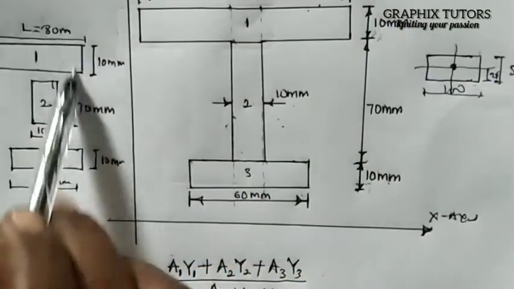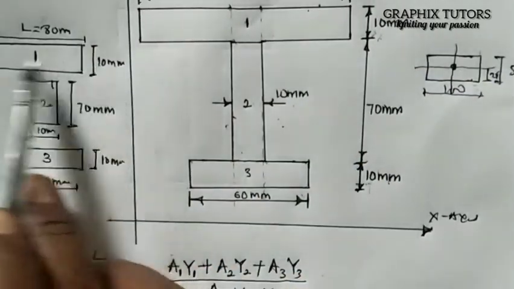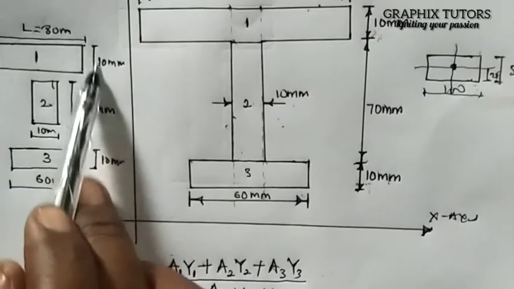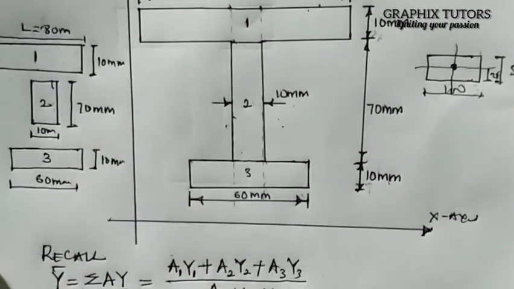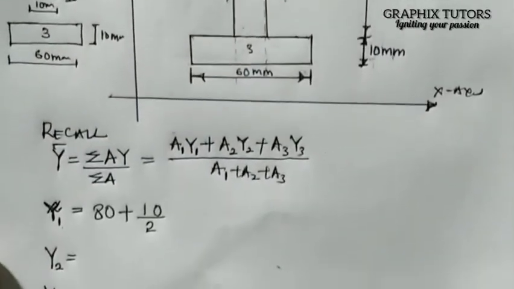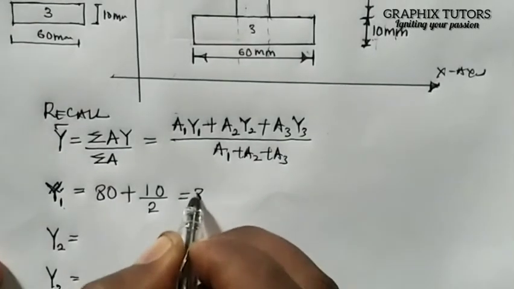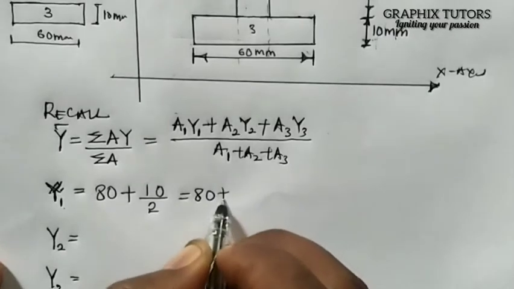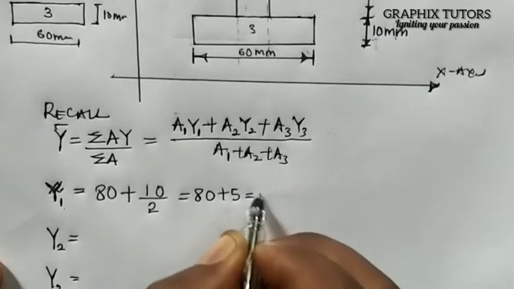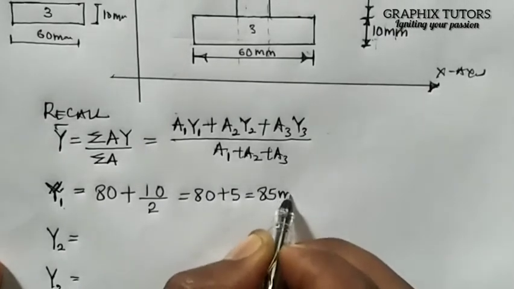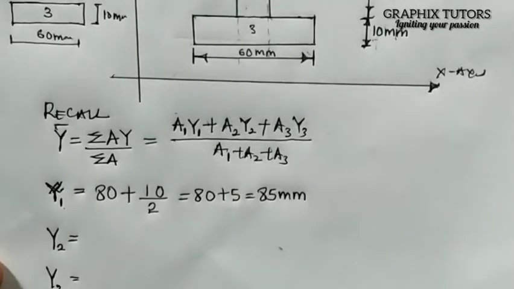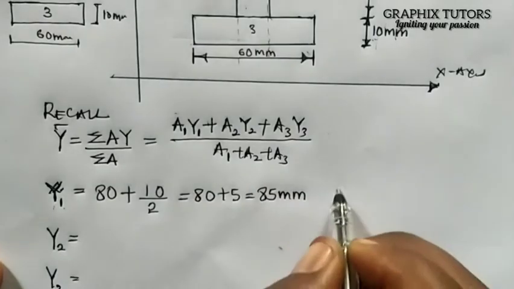So the center of this figure here is half of what? 10, because the total distance here is 10. Are we good? So from here, this will now give us 80 plus 5, and that will be 85 millimeter, right?